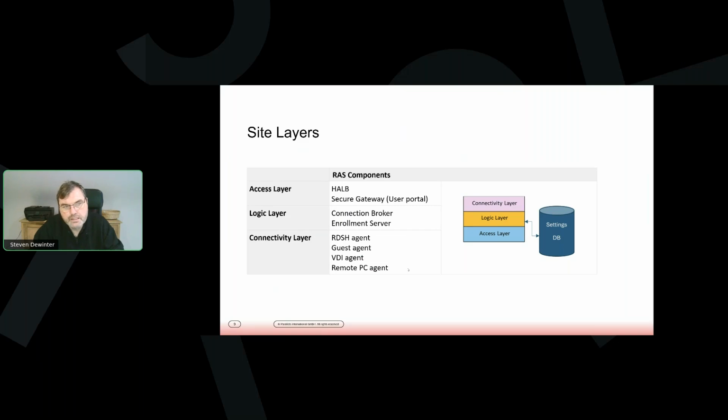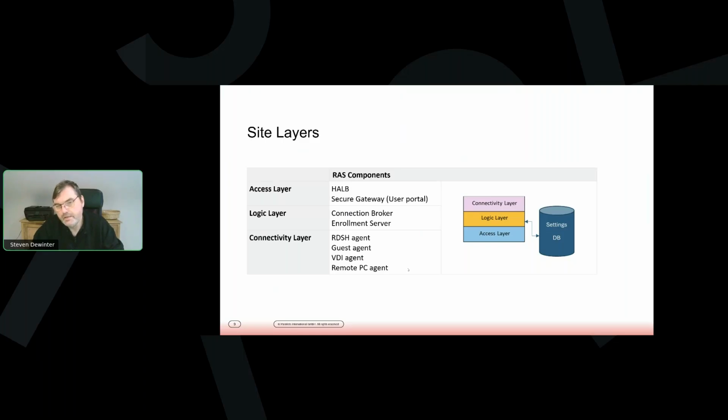So there are basically 3 layers. We have the access layer, the logic layer, and the connectivity layer. The access layer is what we call the secure gateways and the high availability load balancers. Then the connection broker and the enrollment server is what we call the logic layer. And then the connectivity layer is the agents that run on, for example, the session hosts and the VDIs.